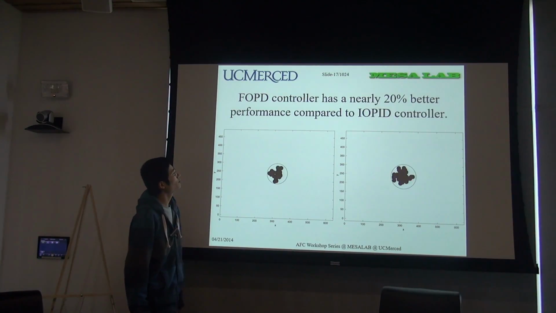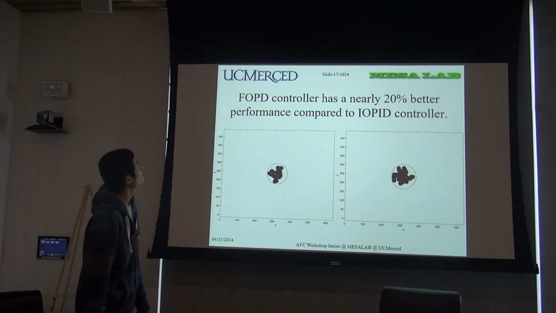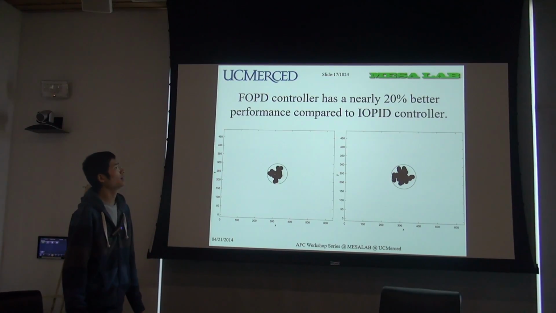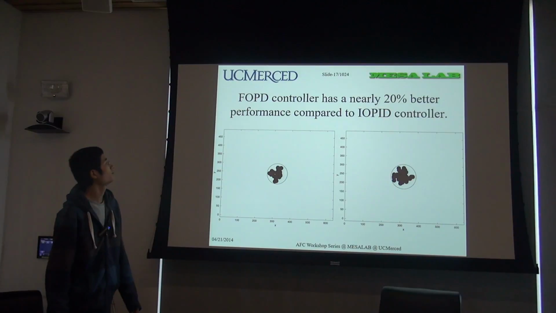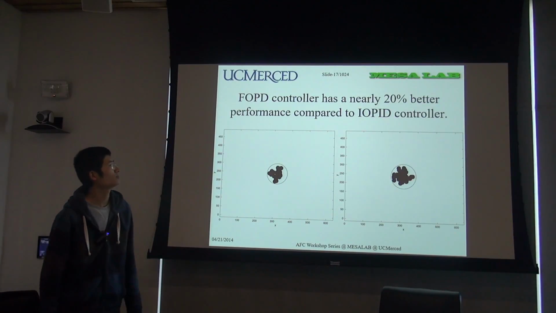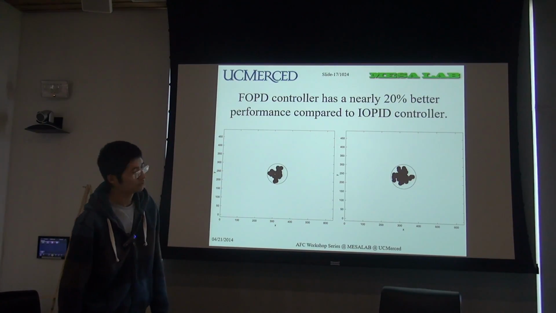We also did some real tests. The fractional order controller has nearly 20% better performance compared to the integral order PID controller.